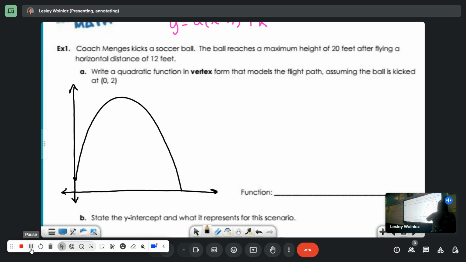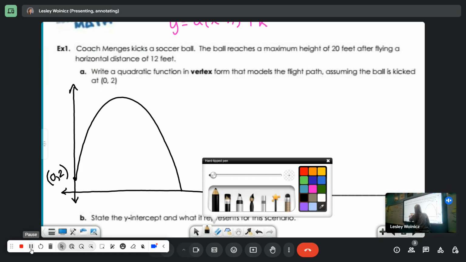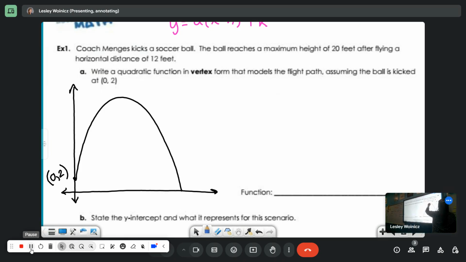Okay, so let's start labeling our stuff. We know that it's kicked from 0, 2. We know that it's going to reach a maximum height of 20 feet. So the 20 feet is the y value. Okay, how far does it have to travel horizontally? 12. So this distance is 12.